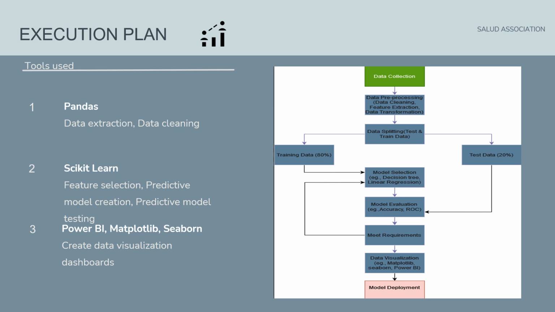In this stage, we evaluate the model on our test data, and after this we'll cross-check whether it is meeting the customer requirements or not. If not, again it would go to the model selection stage and then model evaluation, and this flow goes on till we meet the customer requirements. Once the customer requirements are met, we will visualize the data.